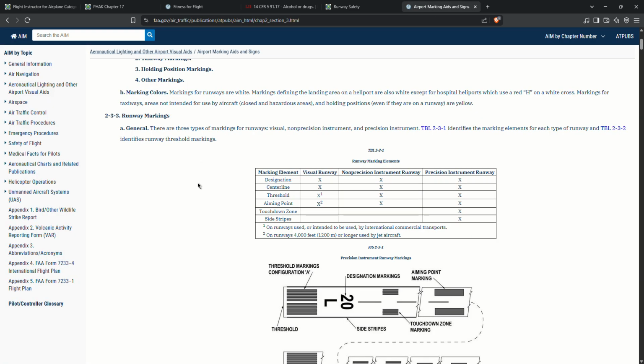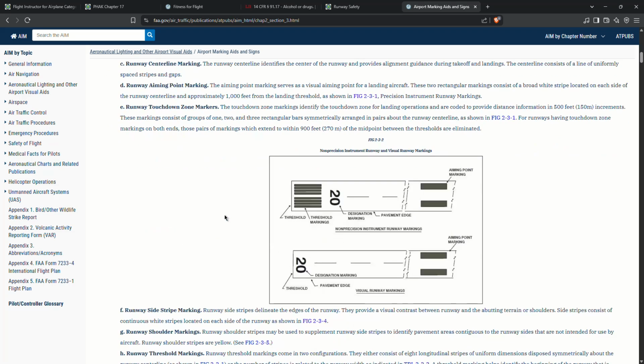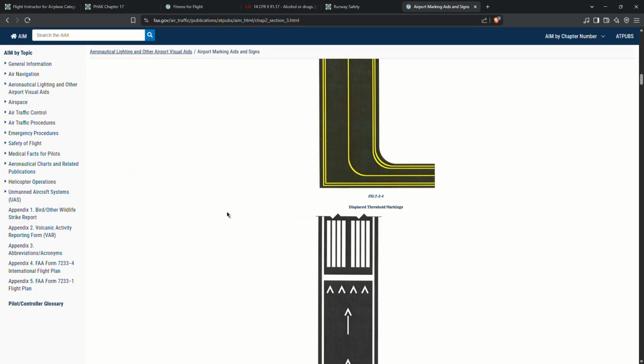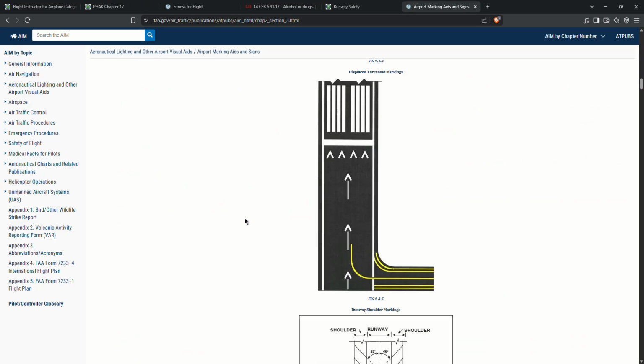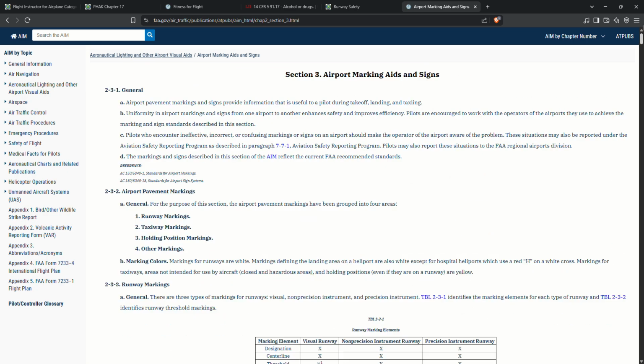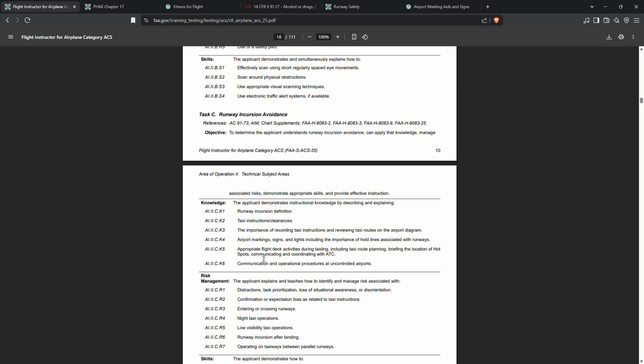Airport markings as well. I'm just going to reference the AIM. This tells you a lot about airport markings. There's so much to go over about that, but using this AIM resource, which is Section 3, tells you everything you need to know about that. And then again, flight deck activities during taxi. So write down where you're taxiing, how you're going to get there. If it's an uncontrolled airport, know how you want to do that and communicate to traffic around you.